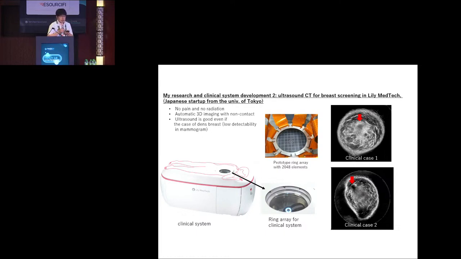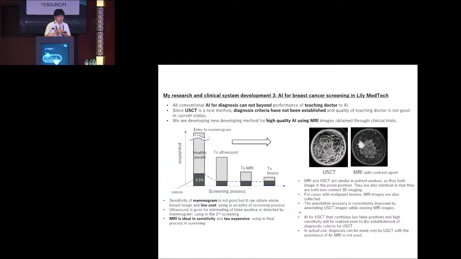That is very important, especially in Asian countries, because the peak age of patients is relatively young in Asian countries, in the 40s or 50s. In such cases, pain reduces the screening ratio. And also, no radiation is the same point. This system uses ultrasound CT. And for the last of my introduction, we are also developing AI for this new breast screening system.